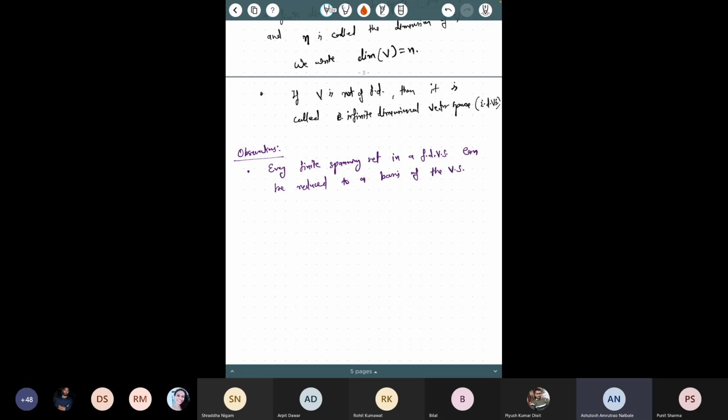Every spanning set can be reduced to a basis, but how would you reduce that? You are saying that every spanning set can be reduced to a basis, but you have to give me some logic. Here I know, because there are finitely many, we have an algorithm kind of thing we just saw. We can use that and.